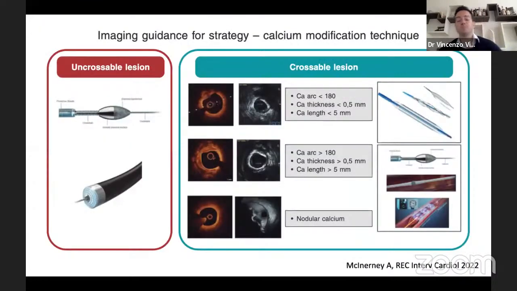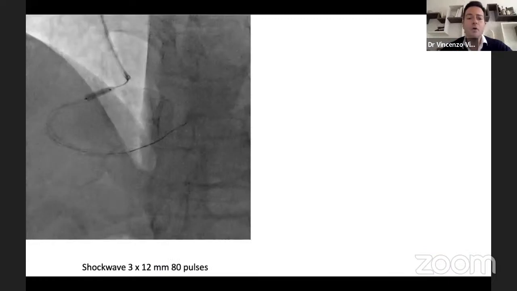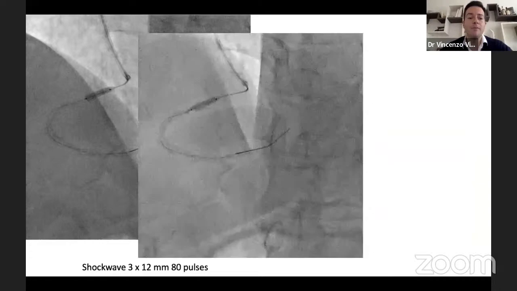So I decided to go with IVL, and I'm not alone in this, because for example, in this algorithm made by the group of Javier Escaned in Madrid, in their experience, if we have a protruding nodular calcium, then IVL can have a good, efficient result. So I decided again to keep things simple, and I performed 80 pulses of IVL with a 3.0 balloon from the distal part of the disease up to the ostium.